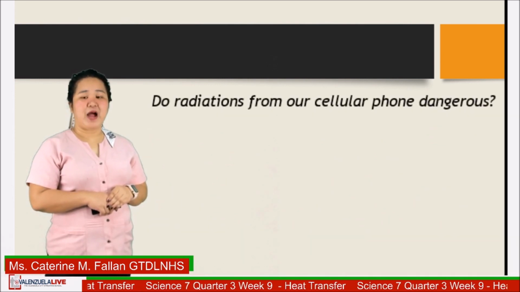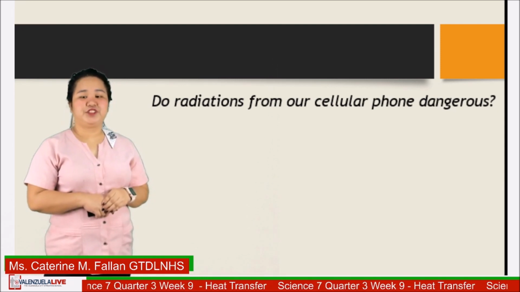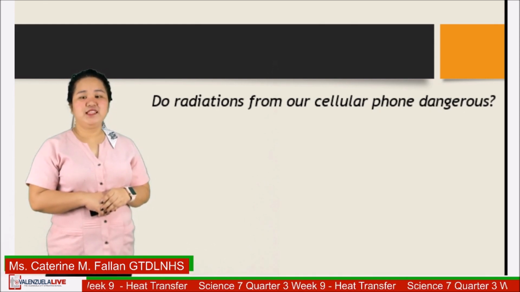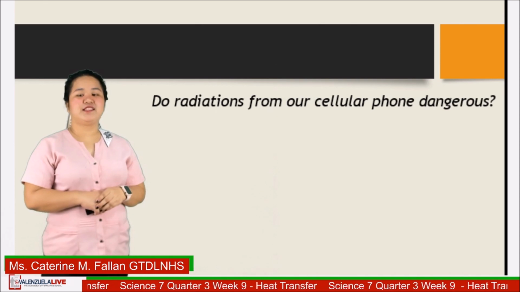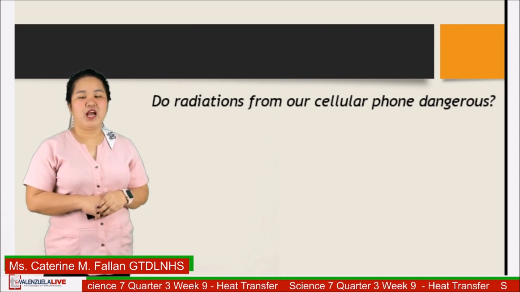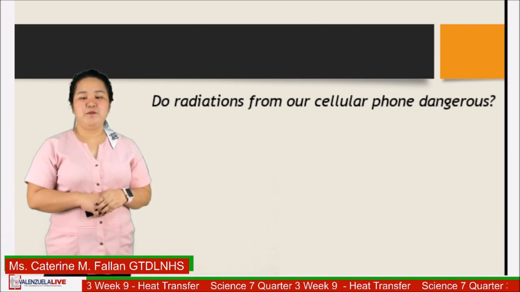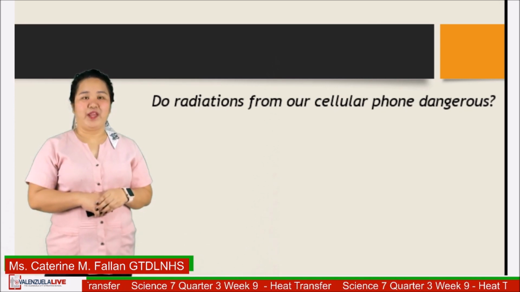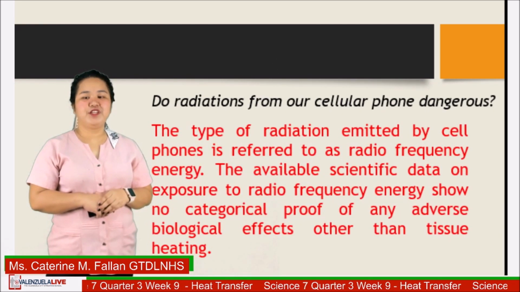Is radiation from our cellular phone dangerous? There are radiations that are difficult to feel compared to the sun because of the differences in the temperature between the source and the object. And one good example is the radiation from our cellular phone. According to the U.S. Food and Drug Administration, cell phones emit low levels of non-ionizing radiation when in use. The type of radiation emitted by cell phones is referred to as radio frequency energy.